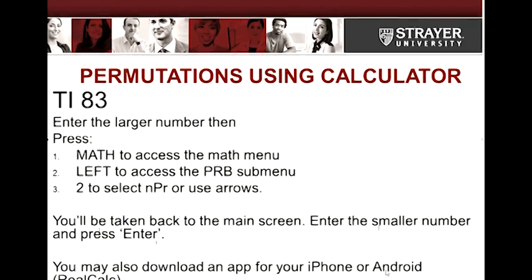I used RealCalc for my iPhone, for my Android phone, and I like it. It does this too.